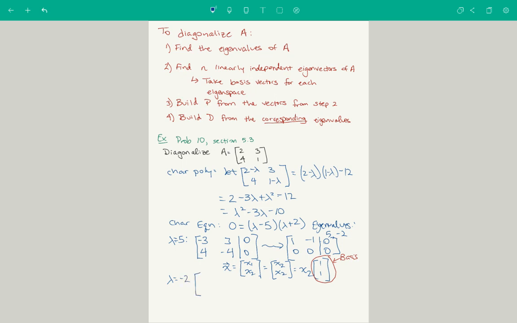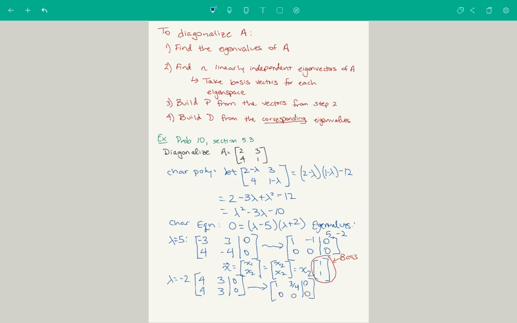So we're going to take our A minus lambda I, so this is 2 minus 2 is 0. Oh wait, sorry, 2 minus minus 2. All right, 2 minus minus 2, this would be 4. 4, 3, and 4, and 1 minus minus 2 is going to be 3. All right, so here's our homogeneous system. And we can simplify this down to get 1, 3/4, 0, 0, 0, 0.